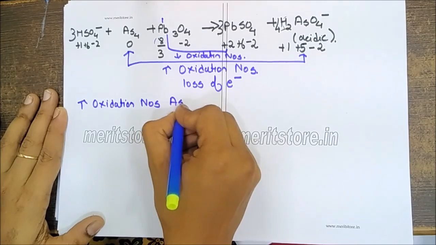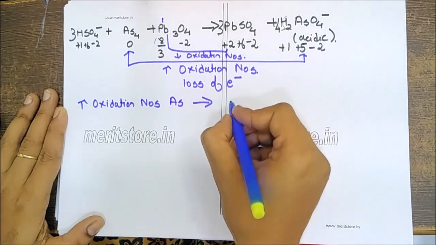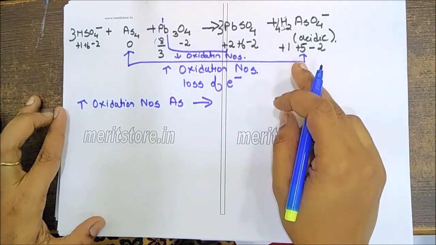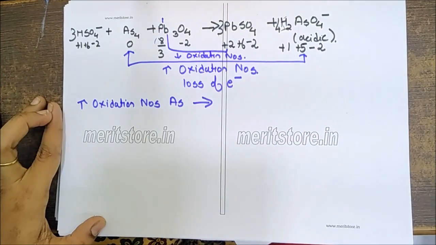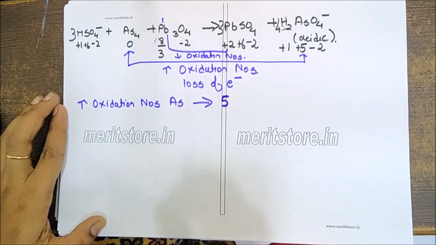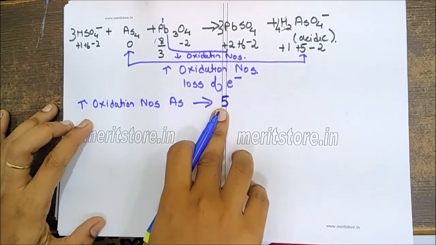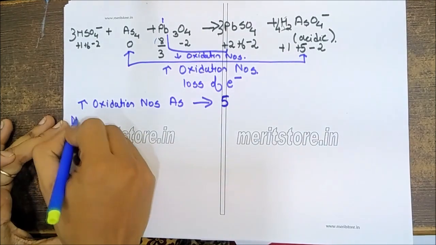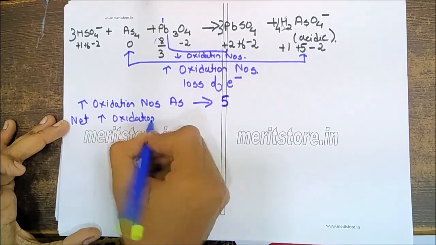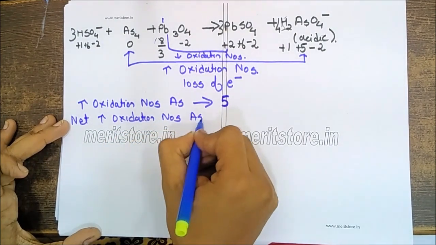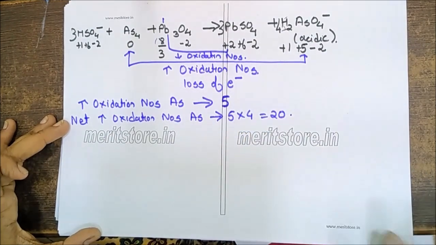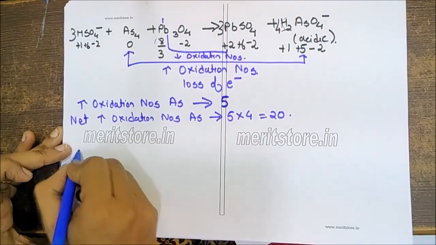Increase in oxidation number of As is from 0, it has increased to 5 for each atom, right? So the net increase in oxidation number is 5 for each atom. Now how many such atoms are here? 4. So the net increase is five into 4, which is 20. Same way.